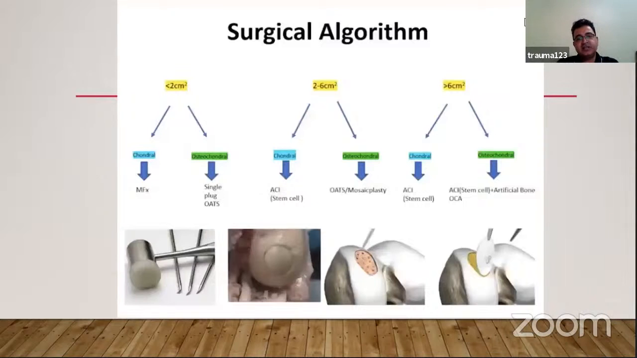So this is a surgical algorithm which shows that if the lesion is less than 2 centimeters and if it is chondral, then do a microfracture, and if it is osteochondral, go for single-plug OATS.